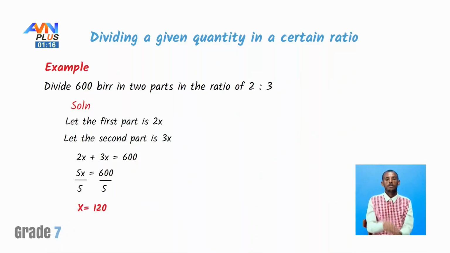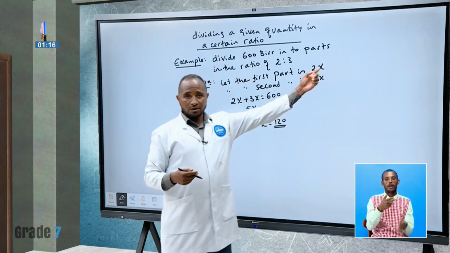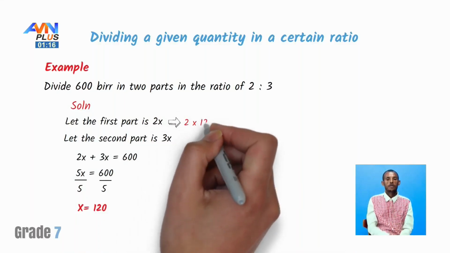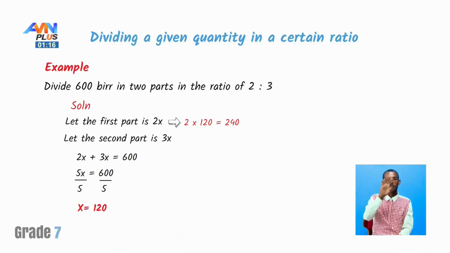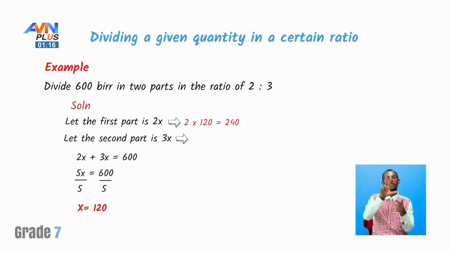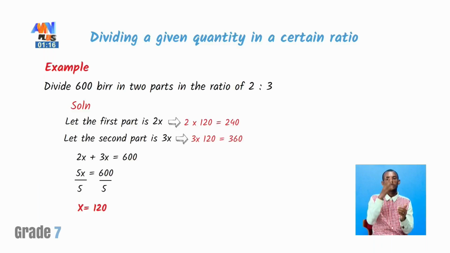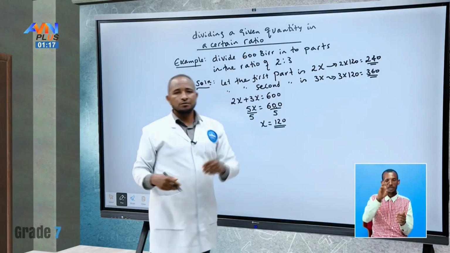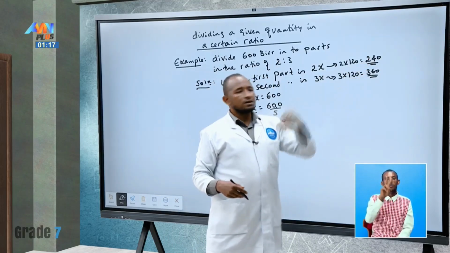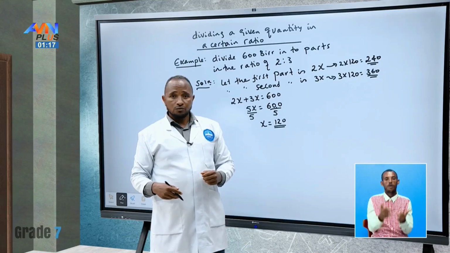So the original quantities: 2 must be multiplied by 120. So 2 times 120 gives you 240. So one part is 240. The other part is multiplied by 3. 3 times 120 gives you 360. Therefore, we have divided this 600 birr into two parts in the ratio of 2:3, and we got 240 and 360. So that's the answer. So now let's continue to the next example.